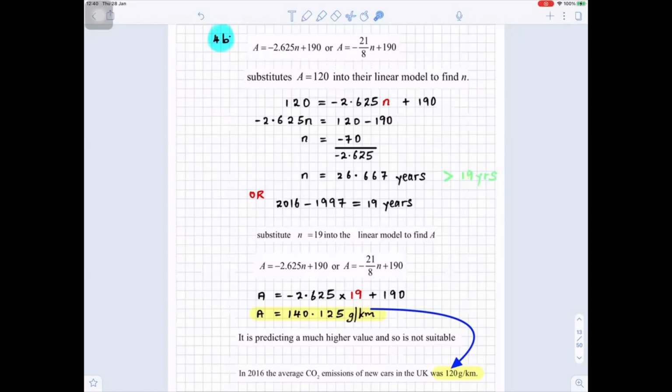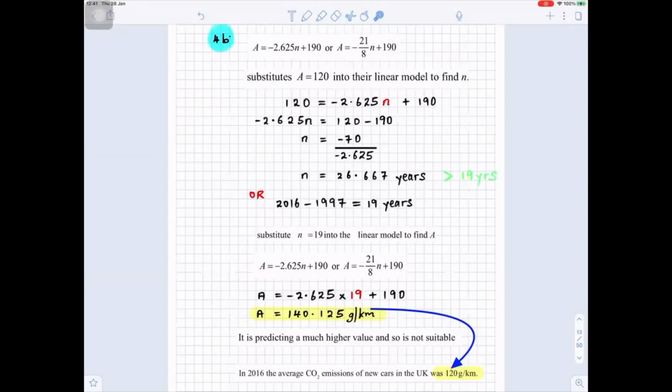So we want to take 190 to the left hand side. 120 minus 190 gives you minus 70. And then we divide by minus 2.625. So n becomes 26.667 years. And that is greater than 19 years. If you subtract 2016 minus 1997, it gives you 19 years. So that is greater than 19 years.